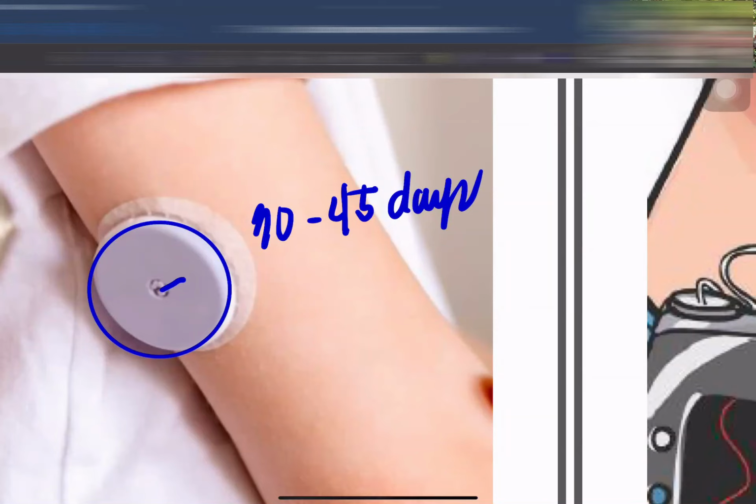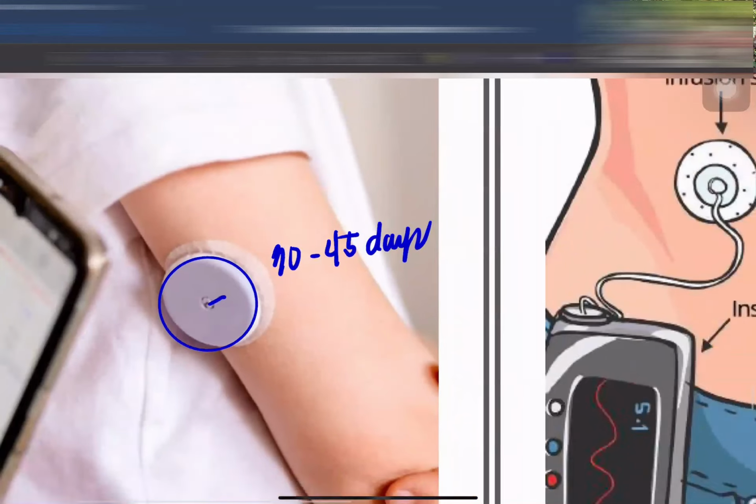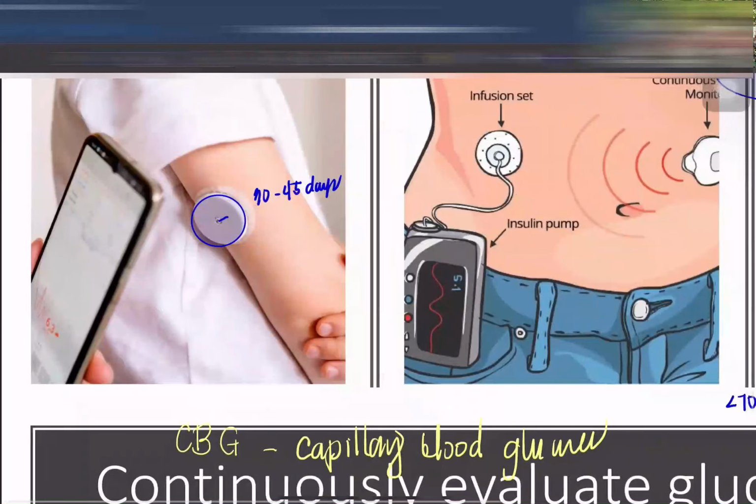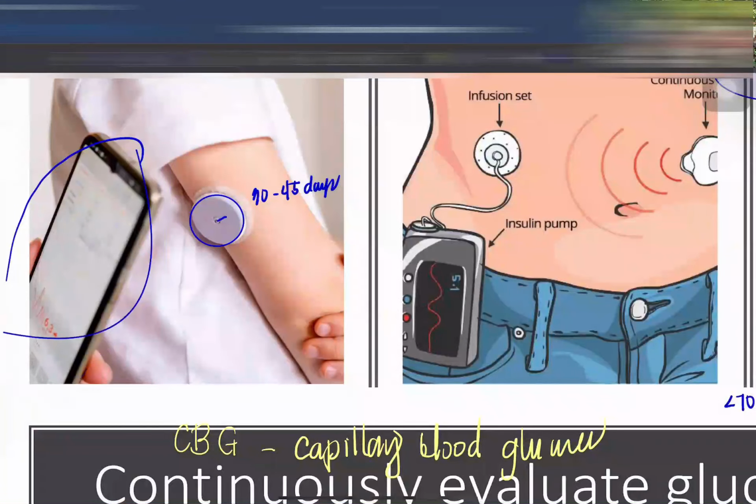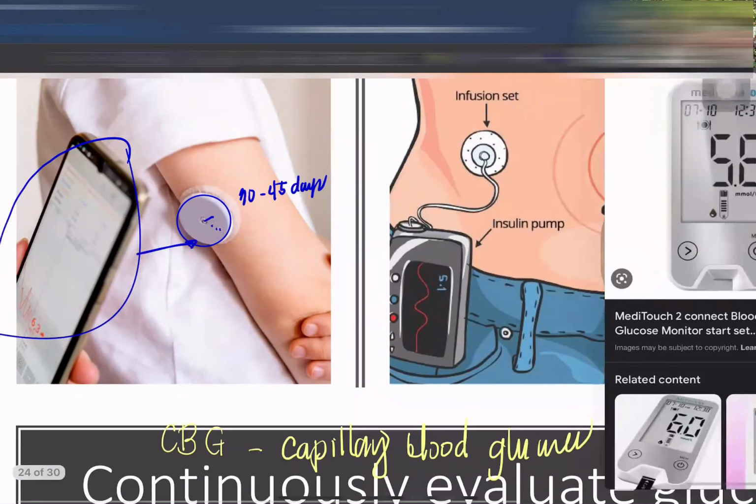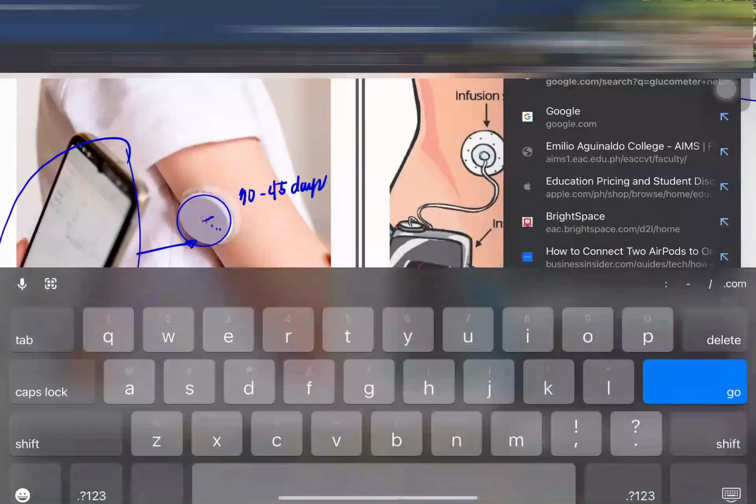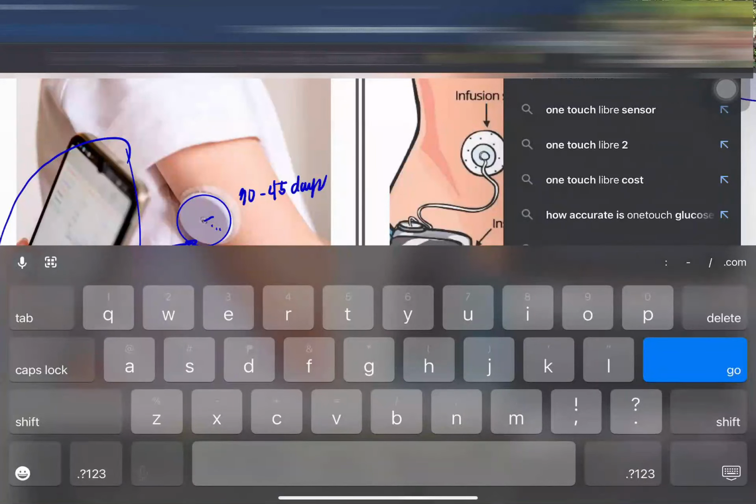So sir, paano? Kukuha pa ba kami ng dugo? Hindi mo na kailangan kumuha ng dugo. Yung gagawin mo lang class, ilalapit mo lang yung device or kahit na ilapit mo lang yung cellphone mo na may application to read this device class, it would already register. Okay? One common brand that I have seen here in our market is what you call your One Touch Libre.